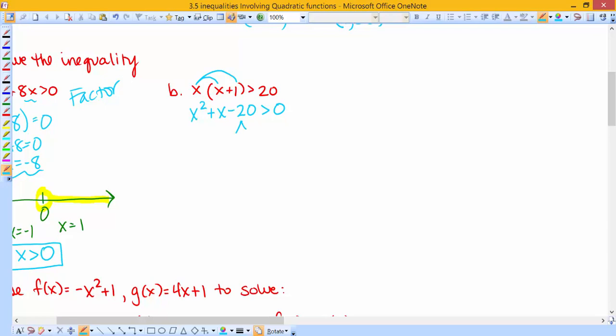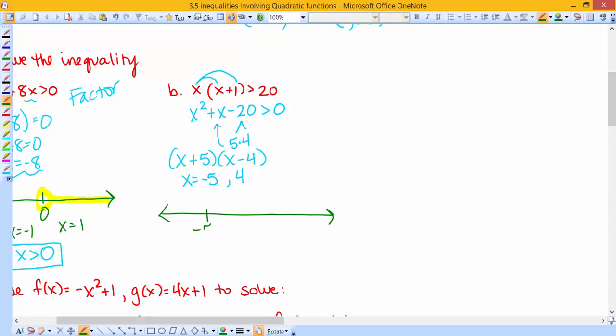Now what multiplies to 20? 5 and 4. And how will that give me a 1? It gives me a 1 if I add 5 and I subtract 4. So what will x equal here? Negative 5 and 4 when I change my signs. I'm doing some mental math. Now, I'm going to make my checking line. Here's negative 5. Here's 4.